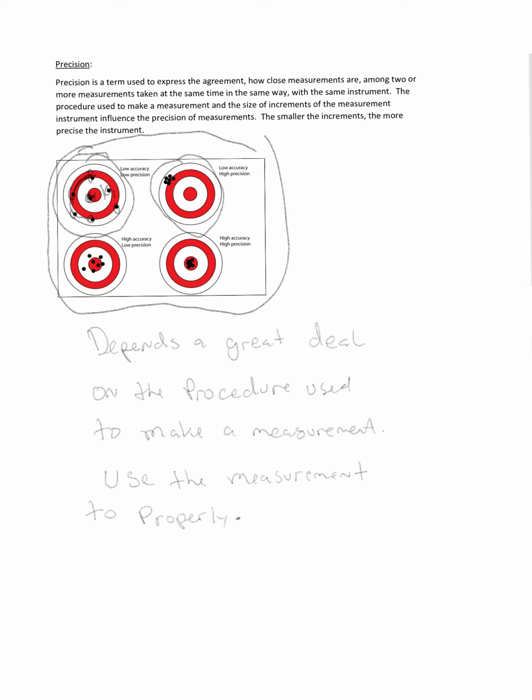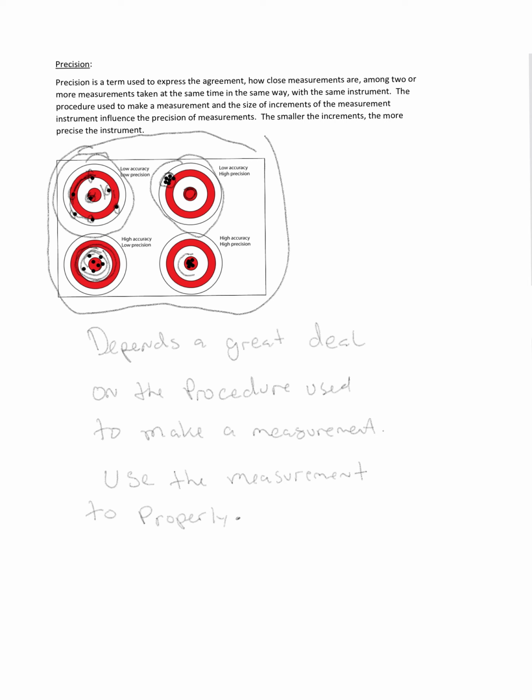Contrast that with this one here. This shows that you have all of the shots really close together. That's a high precision. However, because they were not close to the bullseye, those are inaccurate shots. And then over here, this left one, these were much closer to the bullseye, so they had a much higher degree of accuracy, but the precision wasn't really great.